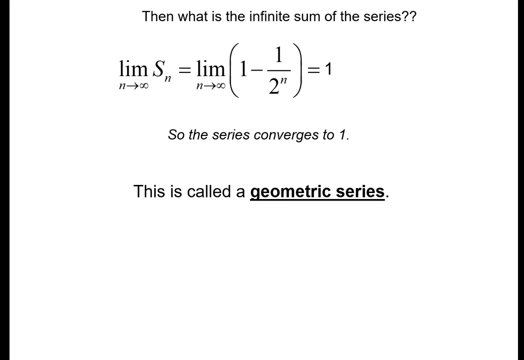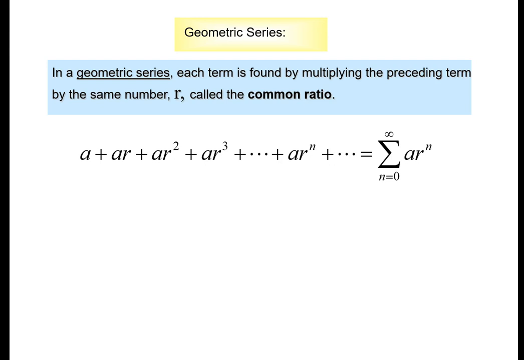This is also a special type of series that we're looking at called a geometric series, and that's going to come up quite a bit. A geometric series is a special type of series where each term can be found by multiplying the preceding term by a particular number. We usually use r to be that multiplier, and another name for that is the common ratio.